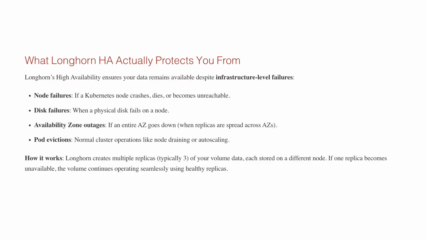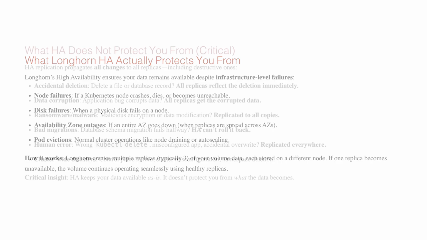Longhorn's high availability ensures your data remains available despite infrastructure-level failures like node crashes, disk failures, availability zone outages, or pod evictions. It works by creating multiple replicas, typically 3, of your volume data, each stored on a different node. If one replica becomes unavailable, the volume continues operating seamlessly using healthy replicas.